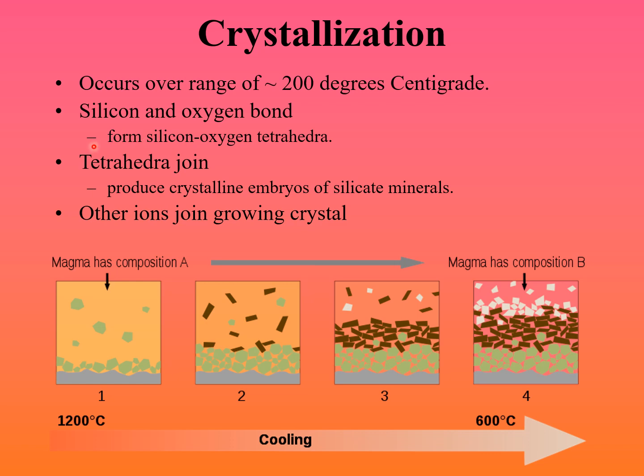So one example here is a silica and oxygen bond, which forms the silica-oxygen tetrahedra, which is the basis of all the silicate minerals. And the way things tend to grow in a magma chamber is you get a little seed, just a couple of atoms bonding, and then that creates the process where those crystals will just continue to grow.